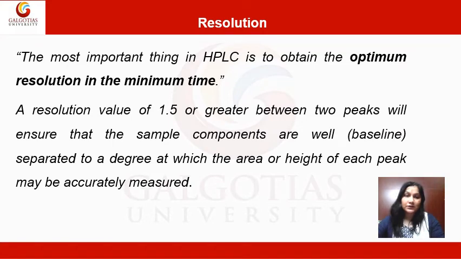Now coming to the resolution. The most important thing in HPLC is to obtain the optimum resolution in the minimum time. And the value should be 1.5 or greater than 1.5 between two peaks. This value will ensure that the sample components are well separated to a degree at which the area or height of each peak may be accurately measured.